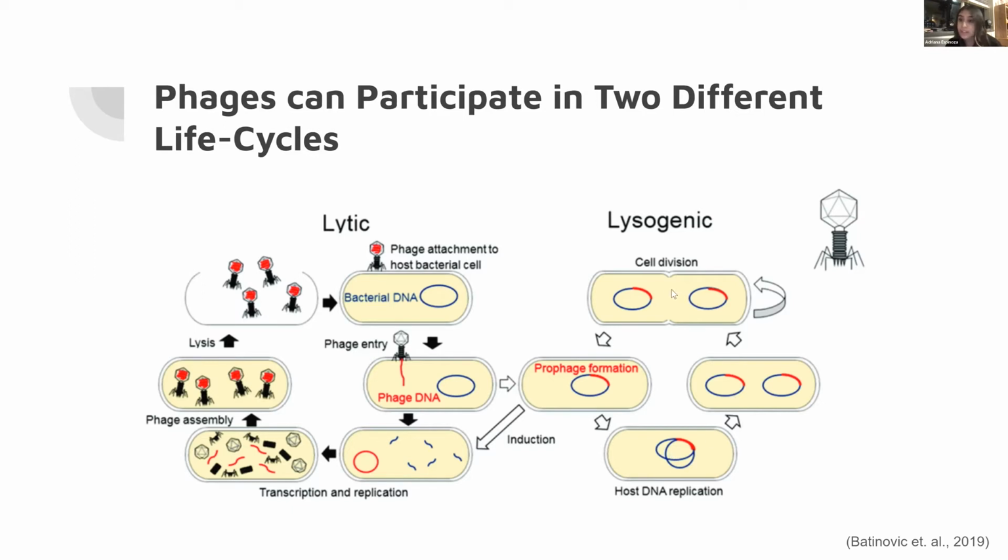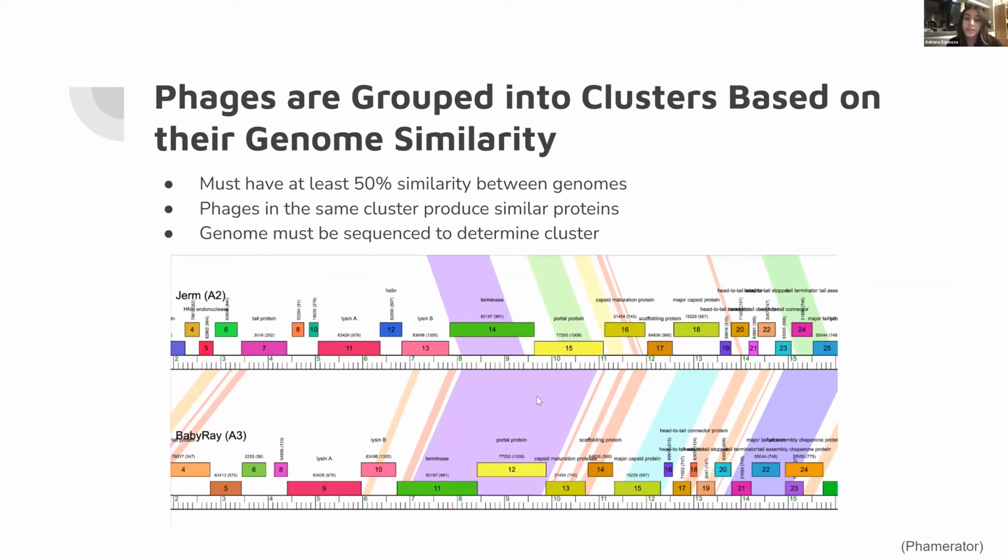And in a temperate phage, a lysogenic cycle is thrust into a lytic one due to the deactivation of its repressor protein. This can be due to an environmental stressor, and thus lytic genes can then be expressed. Phages are also grouped into clusters based off of their genome similarity.